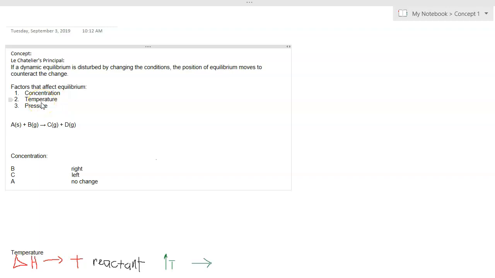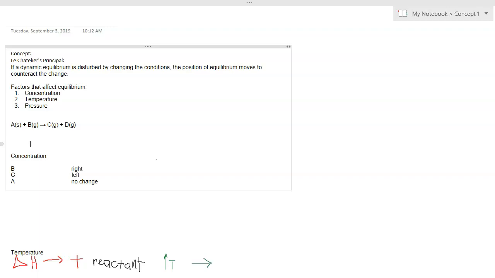So let's take a look at the first factor, concentration. If we have an equation that looks something like this, increasing B will shift the system to the right. Because if you think about it, now you have so much of B, which is a reactant, you need to make more products to achieve equilibrium. What if you add C and D? The equilibrium will shift to the left. So essentially, if you go up, the system will try to bring it back down. And if you go down, the system will try bringing it back up.